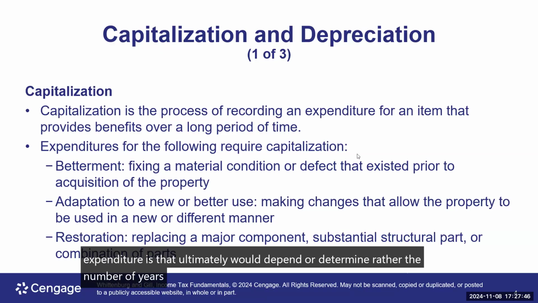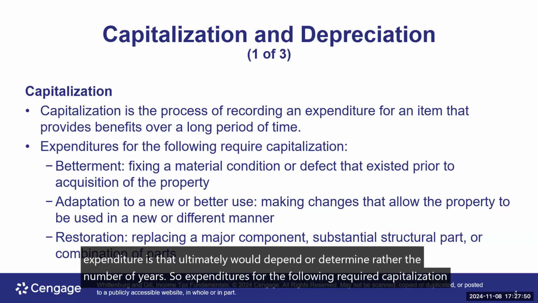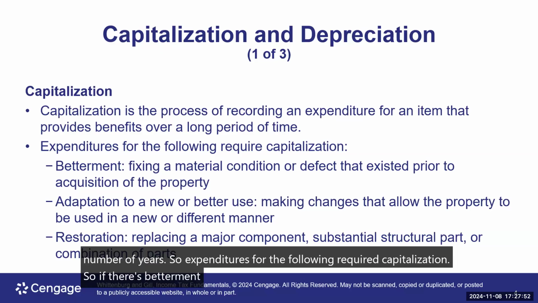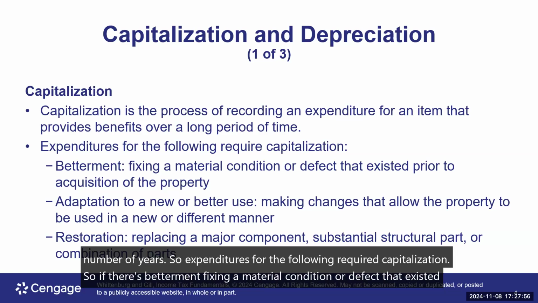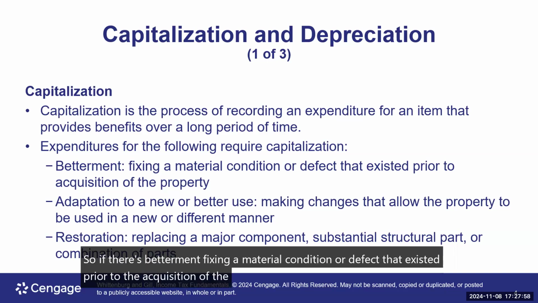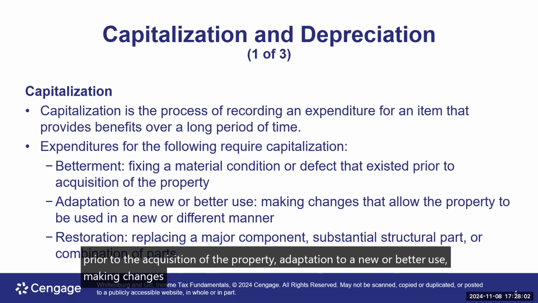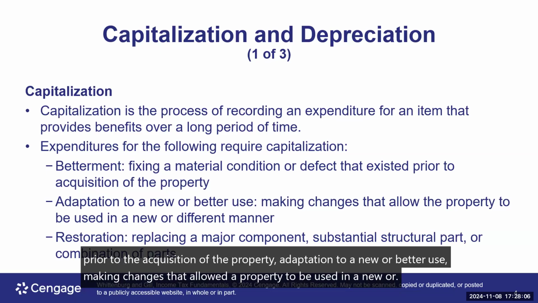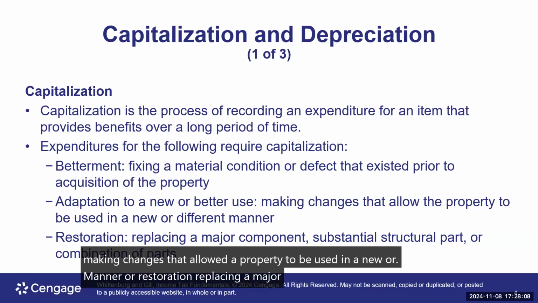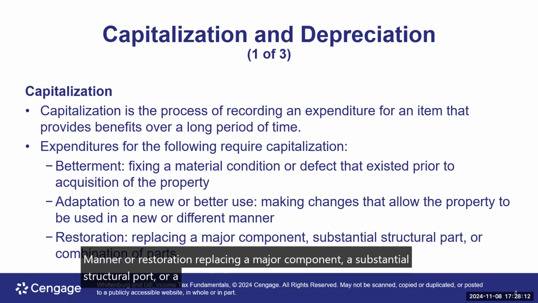So expenditures for the following require capitalization. Betterment: fixing a material condition or defect that existed prior to the acquisition of the property. Adaptation to a new or better use: making changes that allow the property to be used in a new or different manner. Or restoration: replacing a major component, a substantial structural part, or a combination of parts.